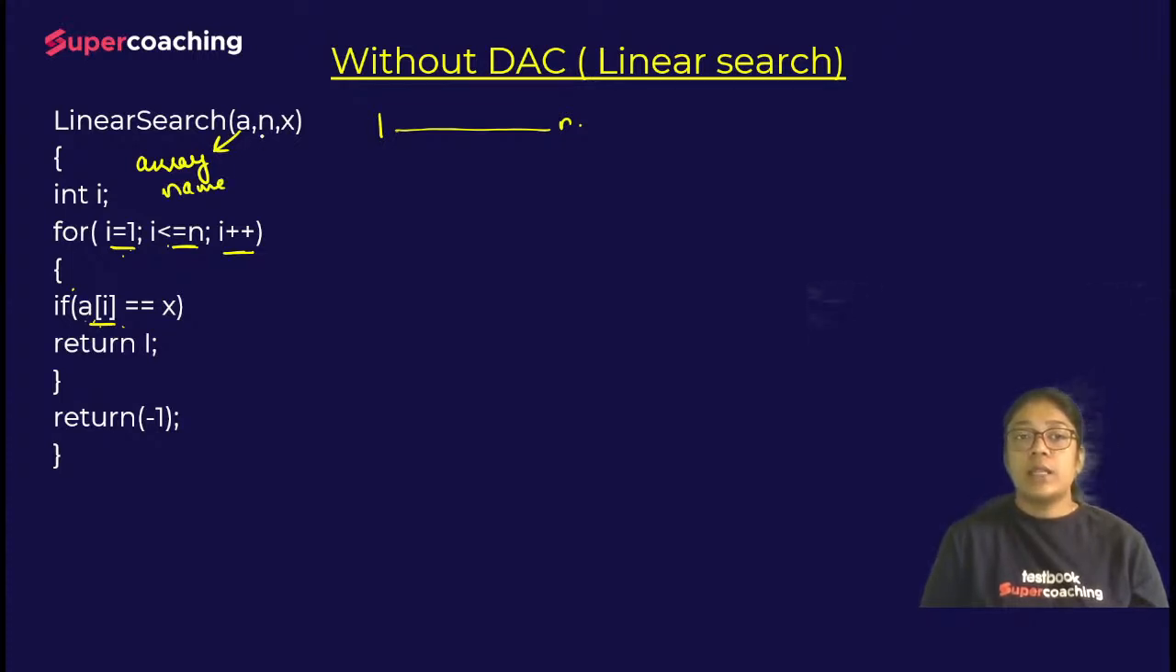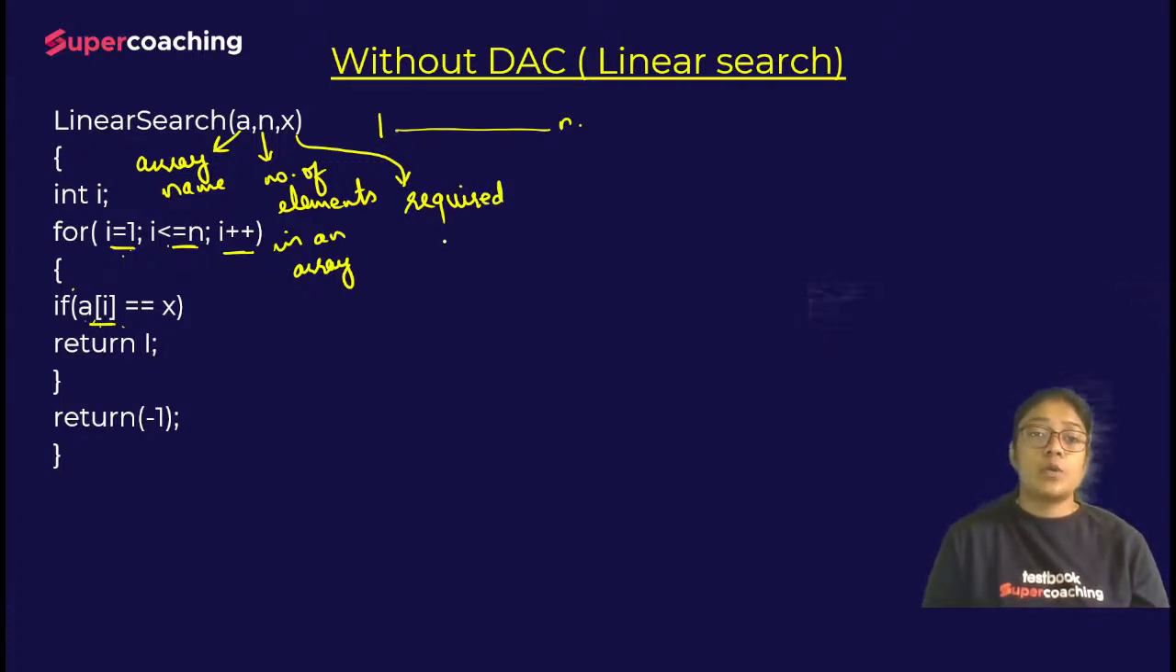N is representing the number of elements in an array. X is representing the required element. जिस element को आप ढूंढ रहे हो, that is X. So we'll start comparing it with each element of the array. सबसे पहले first element के साथ check करवाए. एक array consider कर लेते.